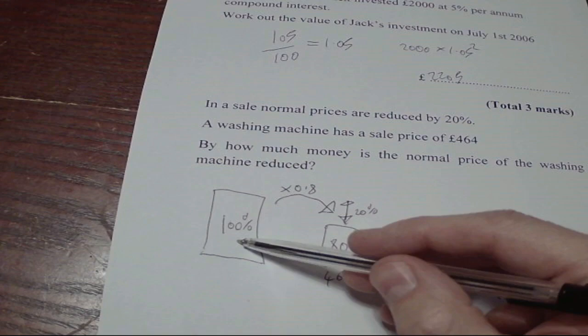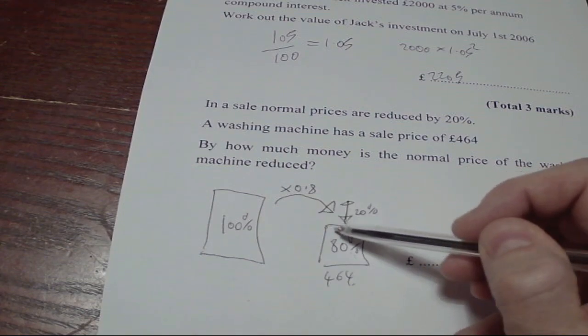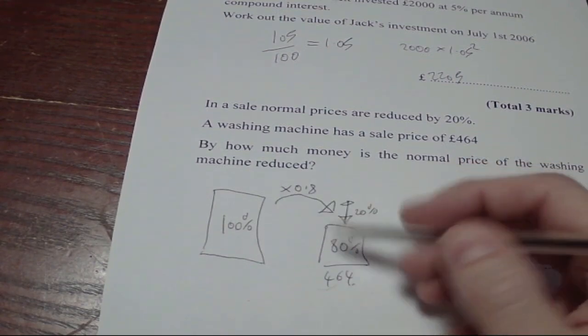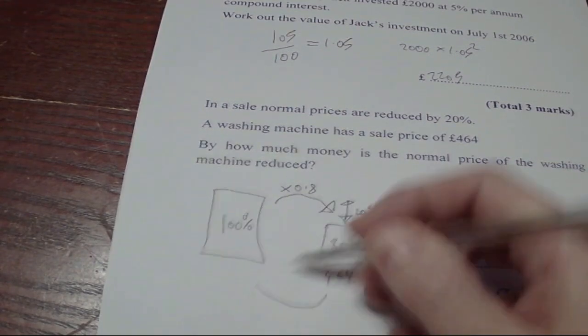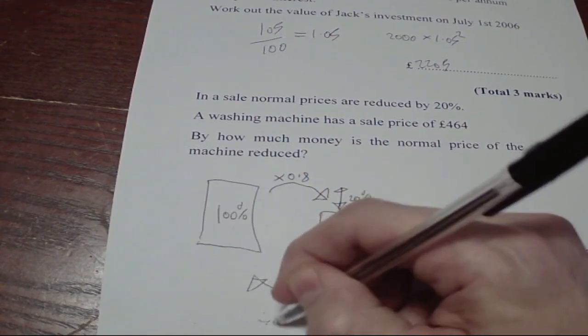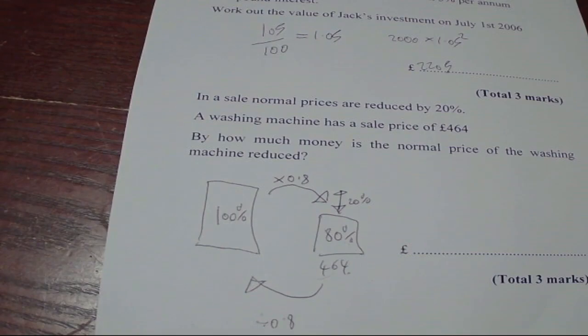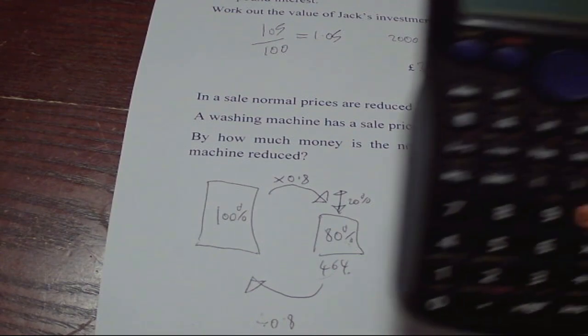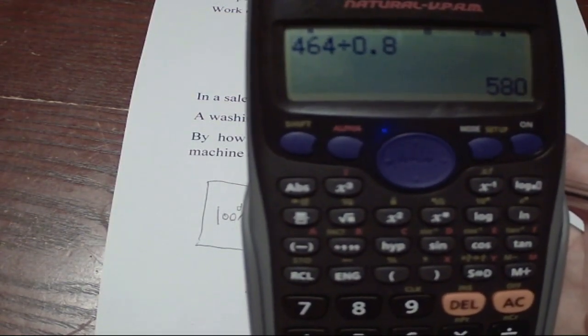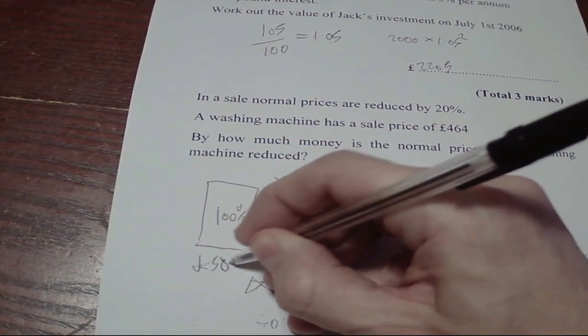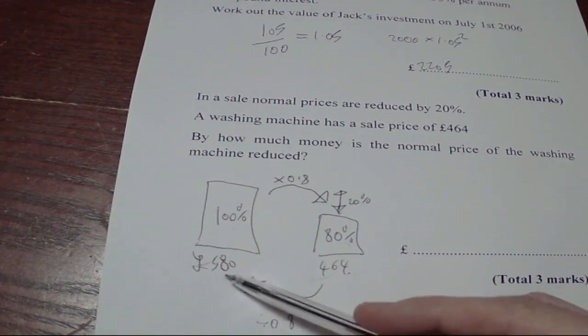We want to get back to what it was originally. So if we multiply by 0.8 to get to this, to get back to the original, I have to do the opposite, so dividing by 0.8. We're going to divide by 0.8 to work out what I had to start with. If you do 464 divided by 0.8, and again we're going to do that on our calculators, you're going to get £580. So £580 is the price before the sale.